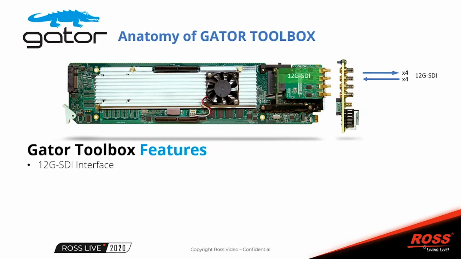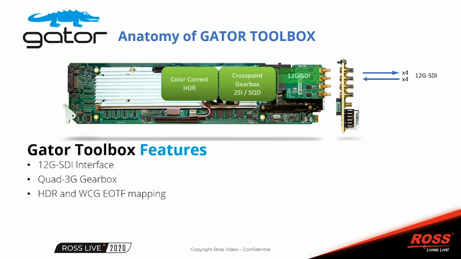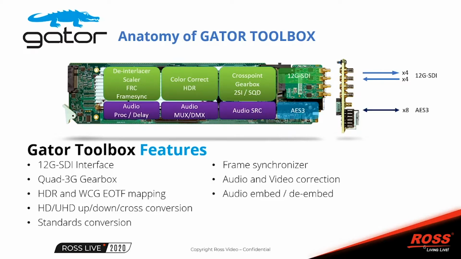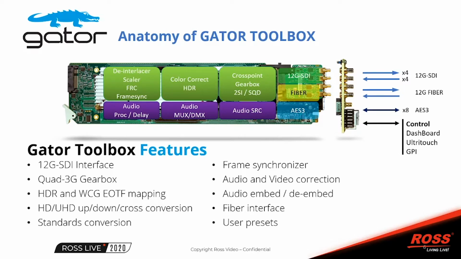Gator Toolbox supports 12G SDI interface, 4 in and 4 out, quad 3G gearbox, including 2SI and SQD support, HDR and wide color gamut EOTF remapping, as well as HD, UHD up-down cross conversion, standards conversion, frame synchronizer, audio and video correction, audio embed de-embed, including AES3 interface, fiber interface, as well as user presets, allowing customers to quickly save a configuration and recall a previous configuration.